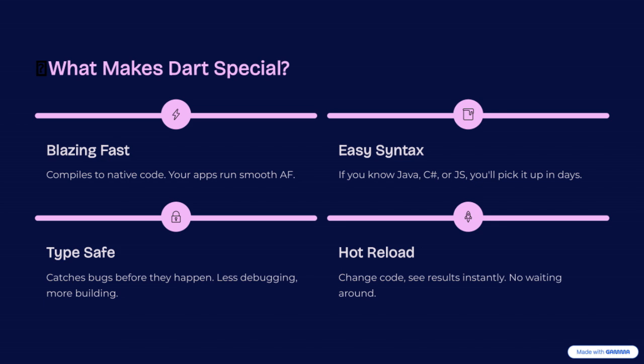Next up is type safety. If you're familiar with Java, C#, or JavaScript, you'll find Dart's type system quite intuitive. It helps catch errors early, which means fewer bugs slipping through and more confidence in your code. Then there's easy syntax. Dart's syntax is straightforward and easy to learn, even if you're new to the language.